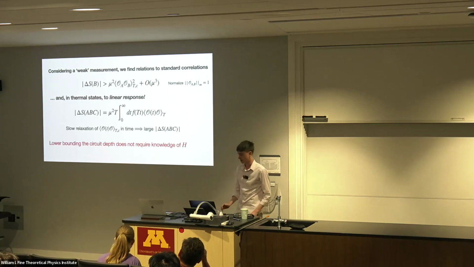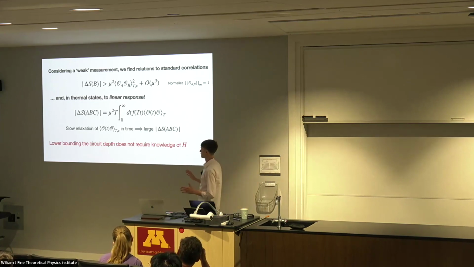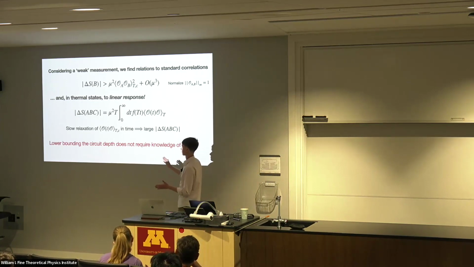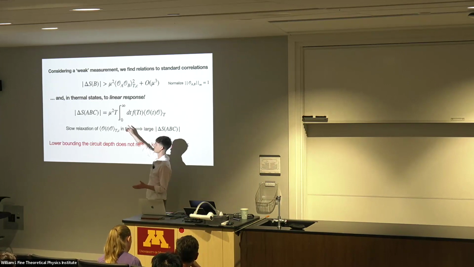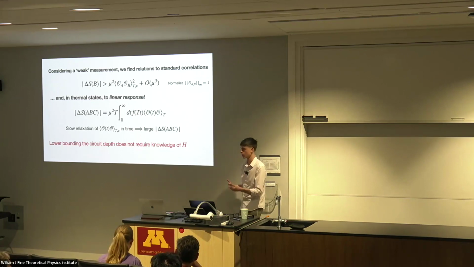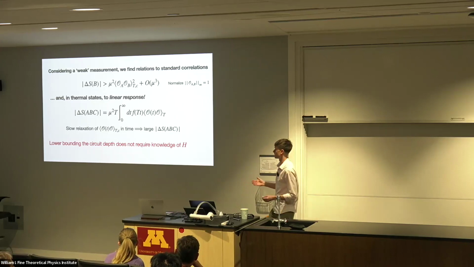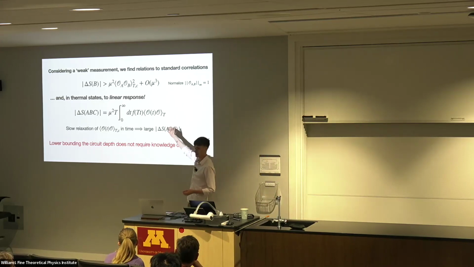Okay, so something that I find extremely interesting about all of this is that when you get lower bounds on circuit depth from this, you just want to compare this temporal correlation function with this spatial correlation up at the top. This comparison gives you a lower bound on the circuit depth, but actually constructing that lower bound doesn't require you to know the Hamiltonian. It only requires that you can see how quickly the observable relaxes in time.